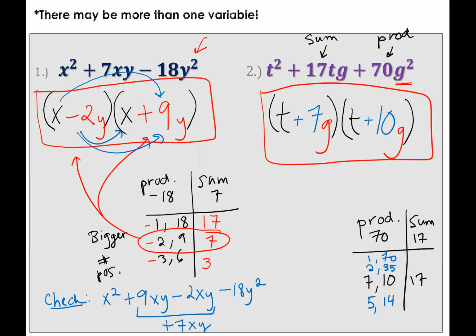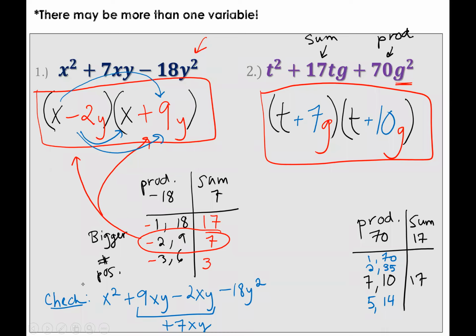And there it is. And I could FOIL again, just like last time, t squared plus 10tg plus 7tg. There's your 17tg, and then your last two terms would be 70g squared. Okay, I did not write out the full check for that one, but you certainly could. It would look a lot like the previous problem when you FOIL.